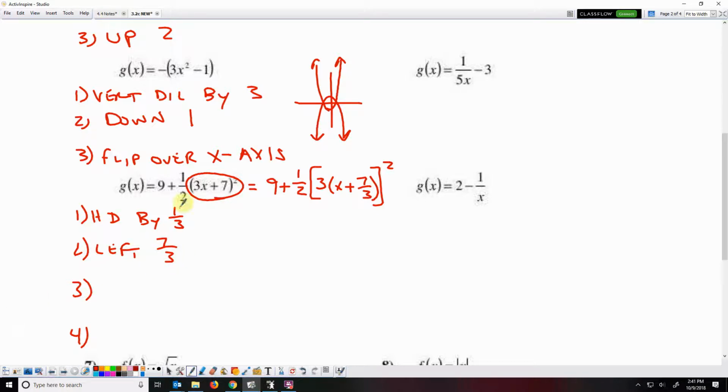Then we move outside and do our multiplication. There's a vertical dilation by 1/2. So it gets 1/2 its original height, and then it shifts up 9.